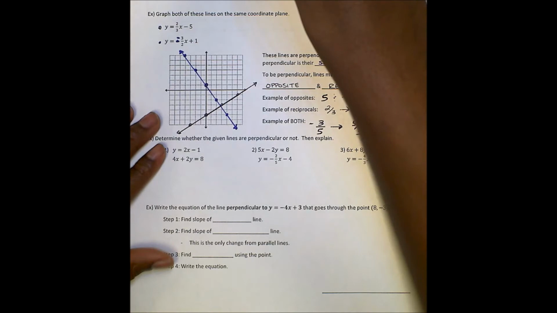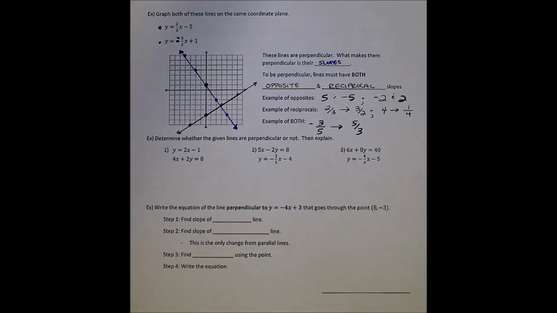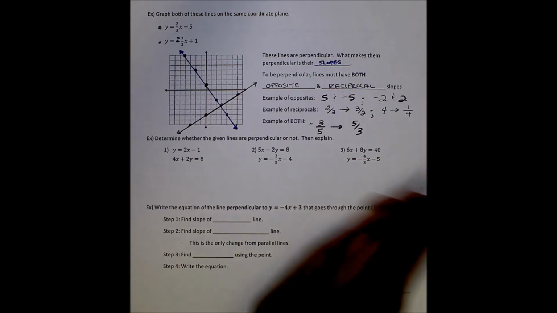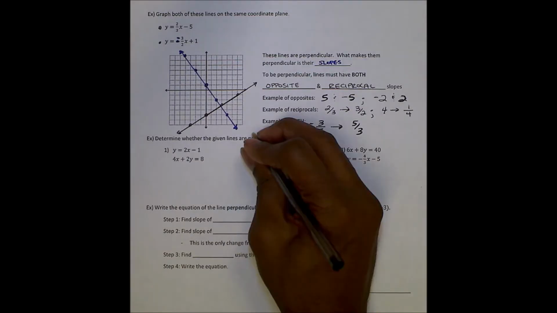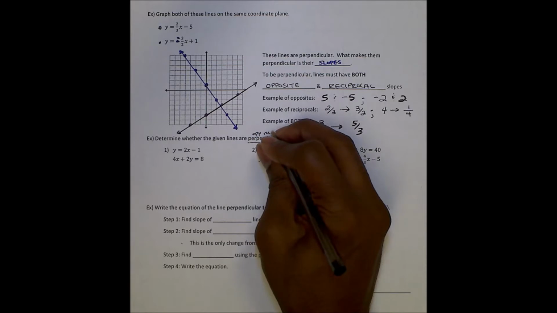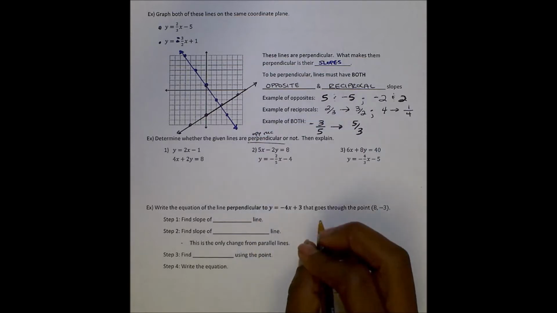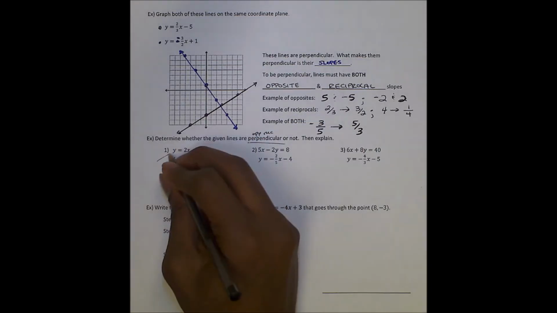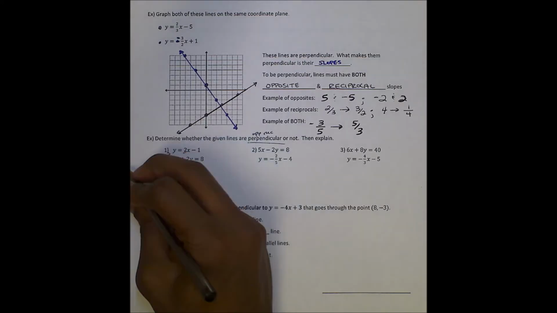Okay, let's get some more examples in. So we're going to determine whether these lines are perpendicular or not, and then we're going to explain. Remember, perpendicular for us means opposite reciprocal slopes. So we need to know the slope. I know the slope of my first line for this one, since it's in slope-intercept form. My slope is 2.